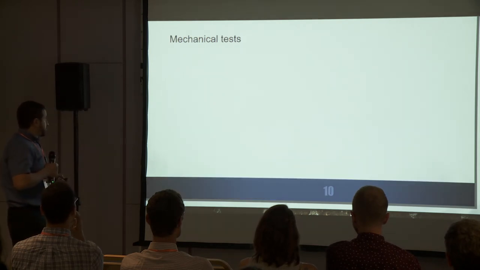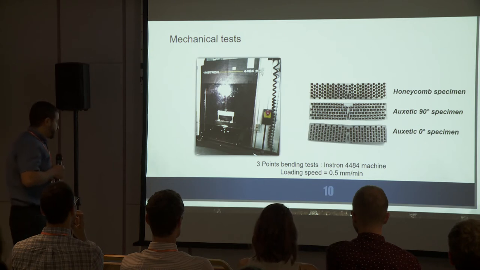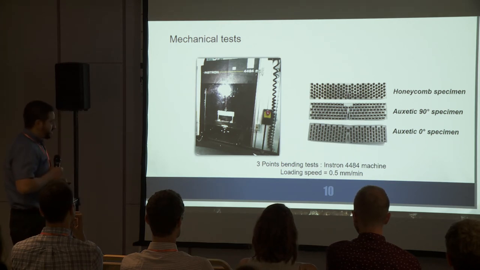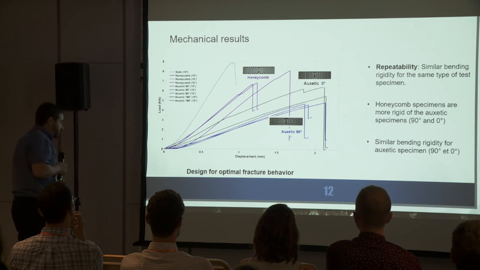That's it. And after that, the machine for the 3-point bending tests was an Instron 4484, and the loading speed was 0.5 millimeter per minute. About the results, the first curves are load versus displacement.